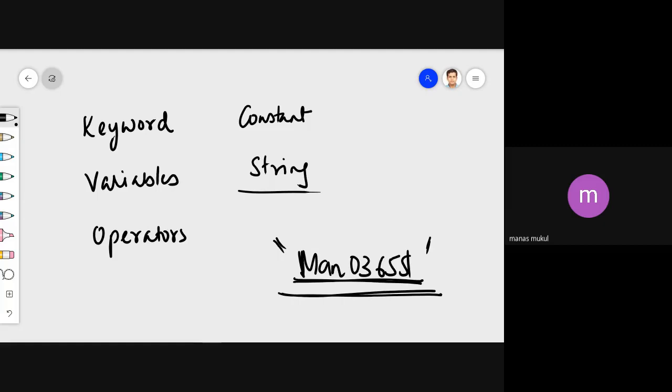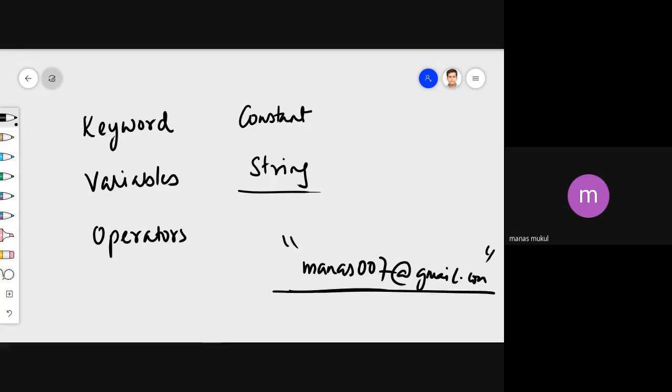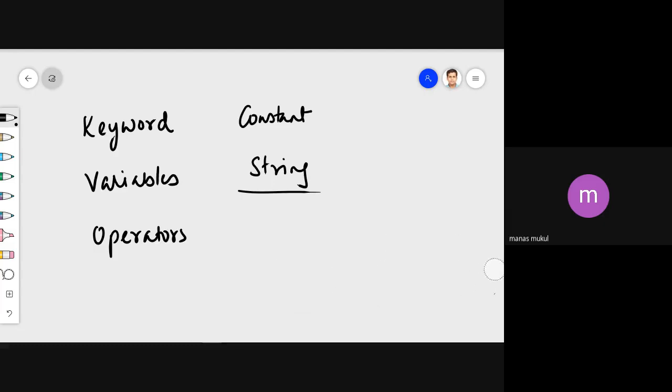So your email address is a string. How many of you have email addresses? Everyone has an email address. That's a string. So if your email address is like, right, that's a string at gmail.com. This entire thing is also a string. All right. So string is nothing but a sequence of characters. All kinds of characters are strings. All right, fine, perfect, good.